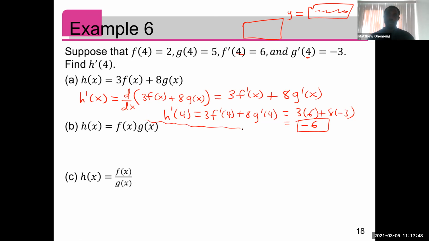Please take note of this example. You meet them on the exam, on the assignment, and you may also meet them on the exam, so take note. Okay, now let's go to the next one, h prime of x.